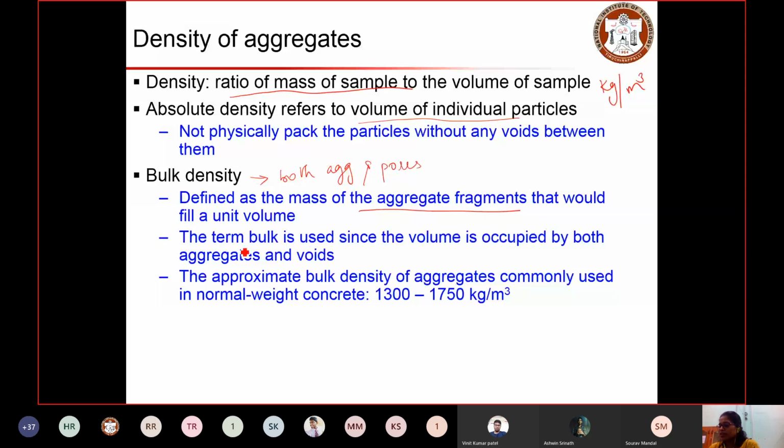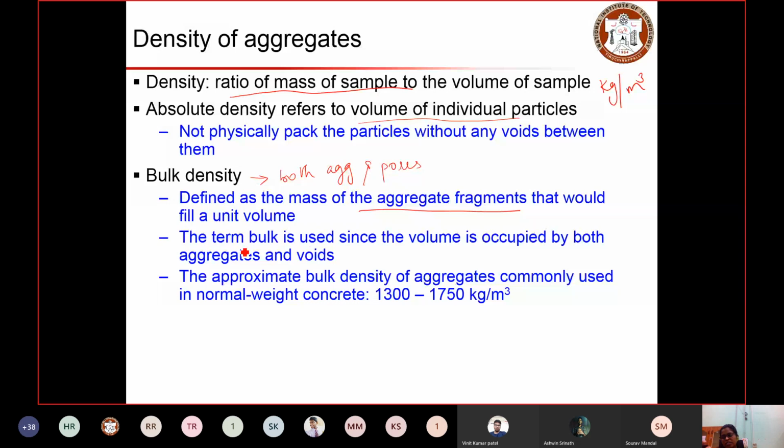And this gives the range of aggregate density that we use in concrete. Typically normal weight concrete ranges from 1300 to 1750 kg per meter cube. When we talk about porosity, there is a possibility for moisture to ingress and fill the spaces. The porosity of concrete is again influenced by the porosity of aggregates present in it.